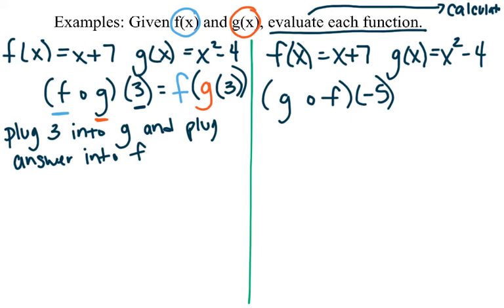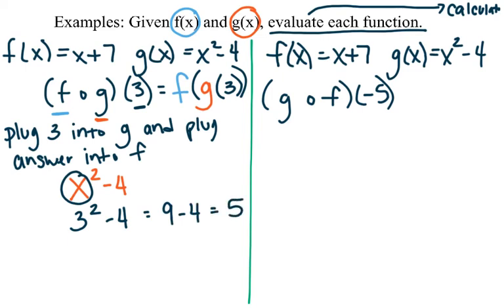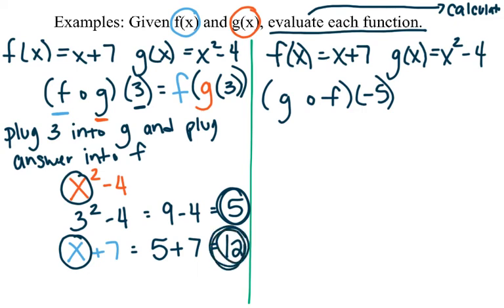So the first thing we're going to do is we're going to plug 3 into the G equation. So here's the G equation. I'm going to replace that X with the number 3. So this is 9 minus 4, which gives me 5. I'm going to take that answer, 5, that I just found, and I'm going to plug it into the F equation. So the F equation is X plus 7. I'm going to replace the X with the answer I just found. So 5 plus 7. 5 plus 7 is 12. So my final answer is the number 12.